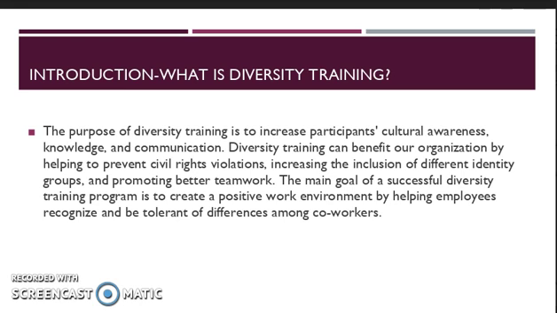The purpose of diversity training is to increase participants' cultural awareness, knowledge, and communication. Diversity training can benefit our organization by helping to prevent civil rights violations, increasing the inclusion of different identity groups, and promoting better teamwork. The main goal of a successful diversity training program is to create a positive work environment by helping employees recognize and be tolerant of differences among coworkers. We can see differences and we can hear differences, but deep down there are going to be other differences like religion and other things that coincide with that. We just want to be respectful to everyone, and this way, we're aware of everything going on.